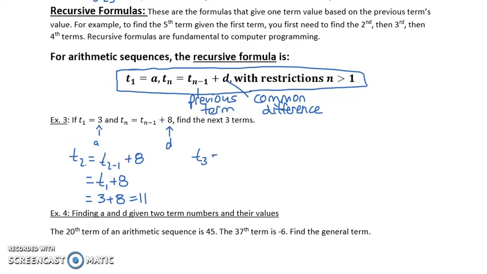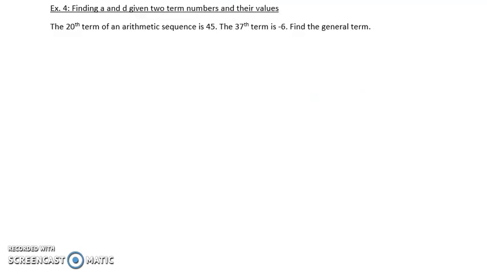Then term 3 is equal to term 2 plus 8. And term 2 is 11. 11 plus 8 is 19. And then term 4 is equal to term 3 plus 8. Well, term 3 we just found to be 19. And the next term ends up being 27. And that's exactly the sequence we found in our first example. Take a minute, just review that, make sure that all makes sense. And when you're feeling confident with that, let's move on and look at this last challenging example.